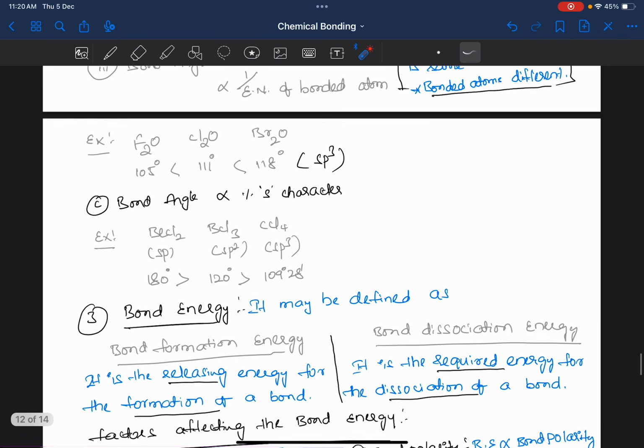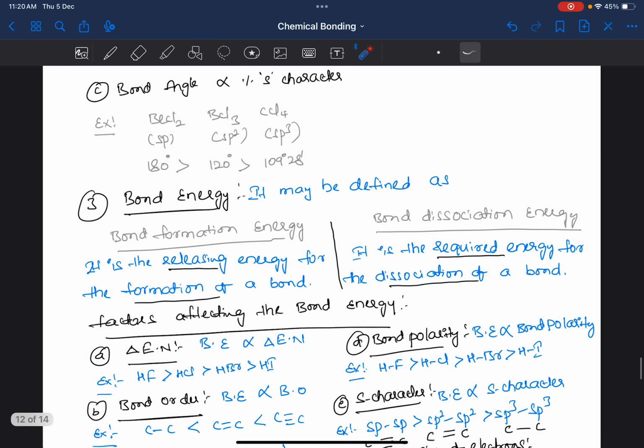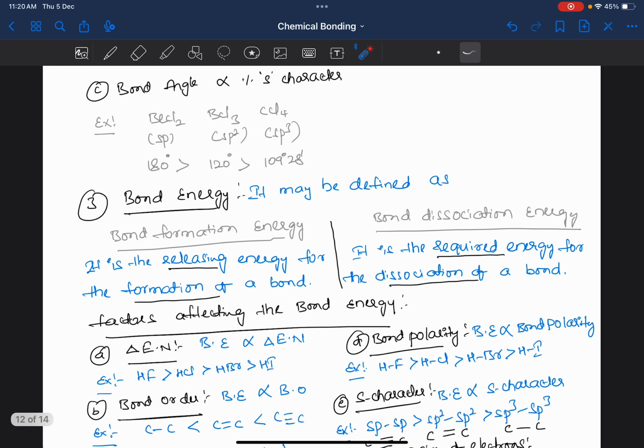Okay. And the next bond parameter is bond energy. It may be defined in two ways. One is bond formation energy and the other one is bond dissociation energy. Both are similar, but for definition purposes, there is a little bit of difference.